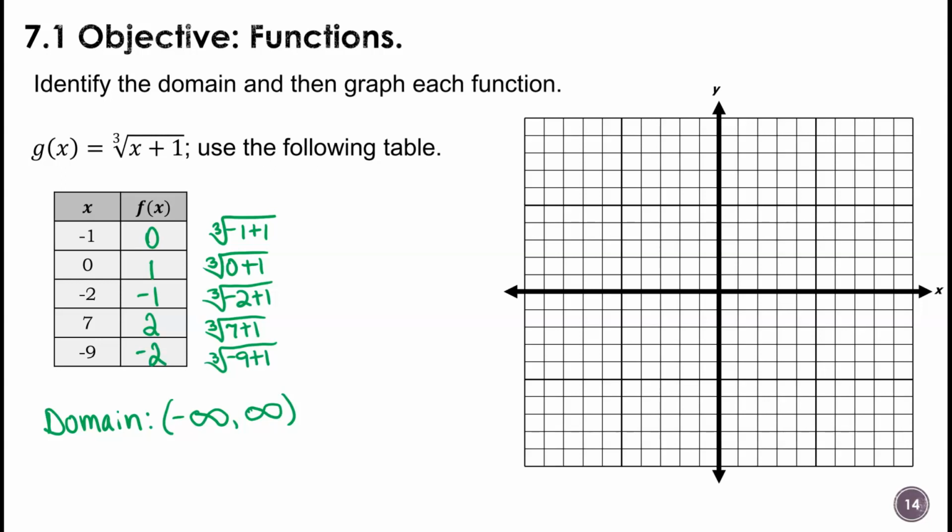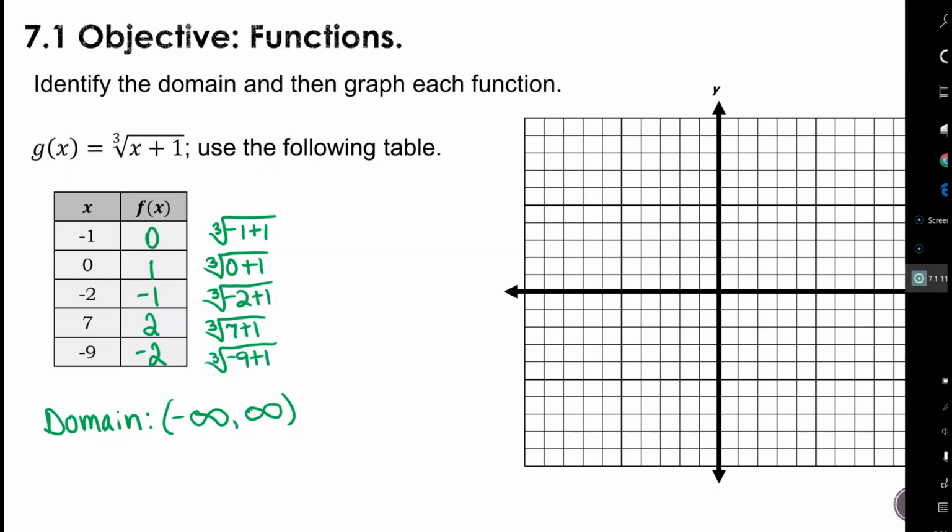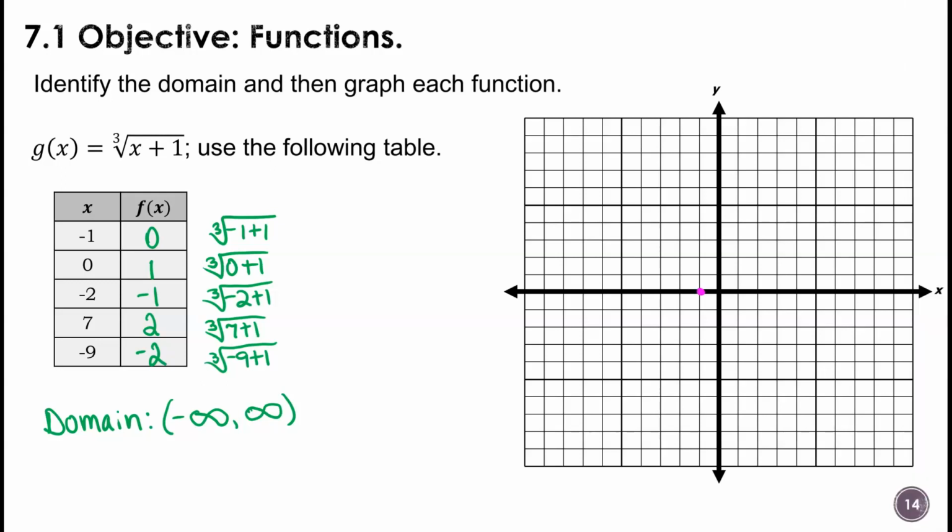All right, so let's put this on the graph. My drawing on the graphs is a little wonky sometimes, but we have negative 1, 0; 0, 1; negative 2, negative 1; 7, 2; and negative 9, negative 2.